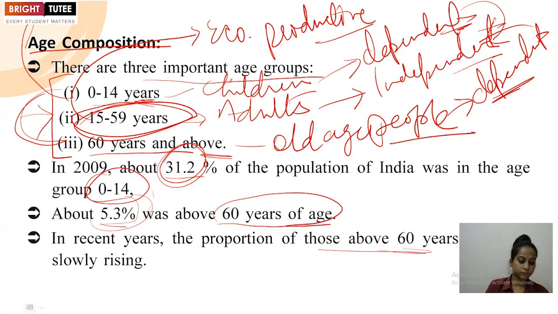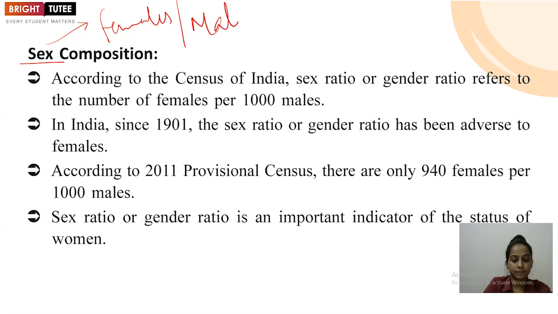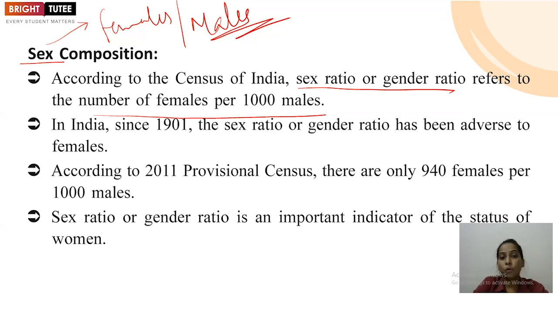Now we are moving to the next one, that is sex composition, means the division of the population based on females or males. Here, according to Census of India, sex ratio, or the gender ratio as we also call it, refers to the number of females per 1000 males. You all must be aware that in our country, that ratio is not that good, because the number of females is less as compared to males.